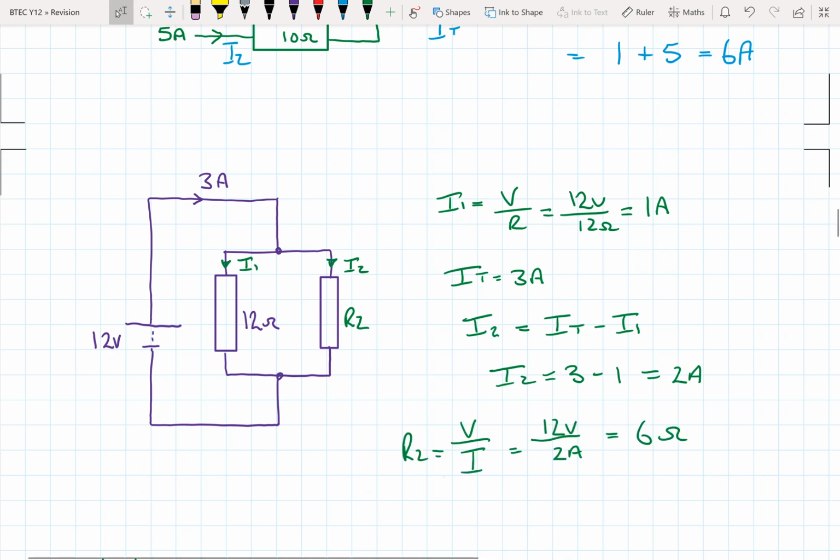The one last step we can do is, we already knew that the voltage was 12 volts across R2, and now we know there's 2 amps flowing through it, we can work out the resistor value. So 12 divided by 2 is 6 ohms.